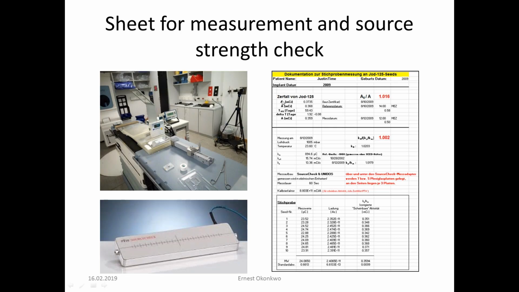Then we have this after the implant. Here you have the electrometer, you have the source check, you have the loader. That is the source check here. Then we have a sheet where we take down the patient's name, the activity, and the reference activity. Then we measure 10 seeds, and then we compare it to the reference. And according to the recommendation, it should not be more than 3%.